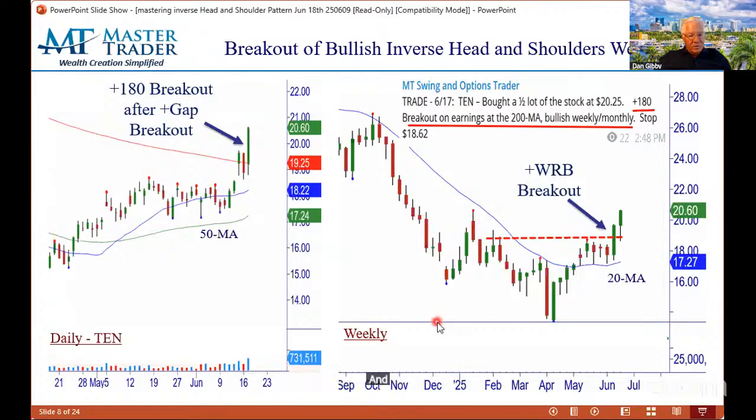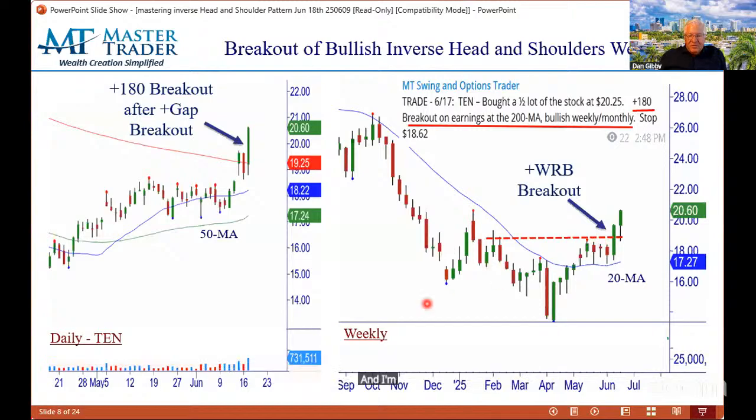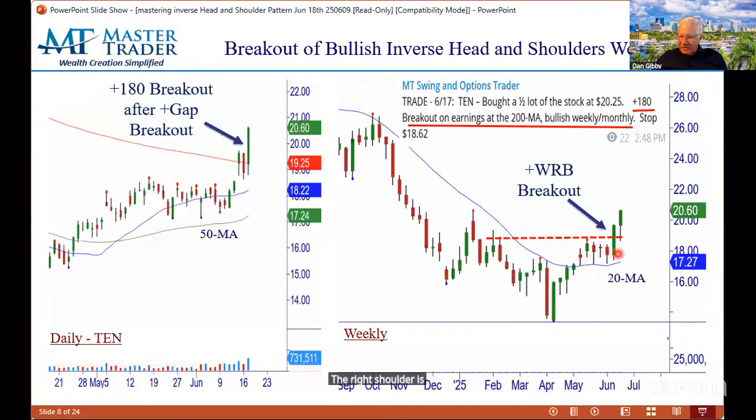I'm always looking at the next bigger time frame, and we were talking about the target and pattern at great length in the green room yesterday. I'm like, look, this is an inverse head and shoulder on the weekly. So the left shoulder, I could put a box around here, but the left shoulder is 1, 2, 3, 4 bars. The right shoulder is more obvious, but it's the same message. This wide range breakout was this gap breakout.